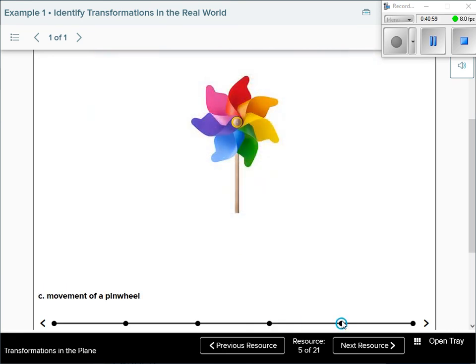Next one, how about a pinwheel? Jacob begged his parents to buy him one of these at the pork festival a couple weekends ago.